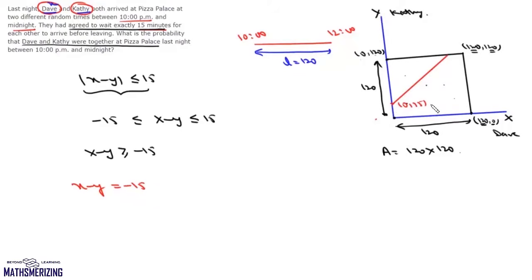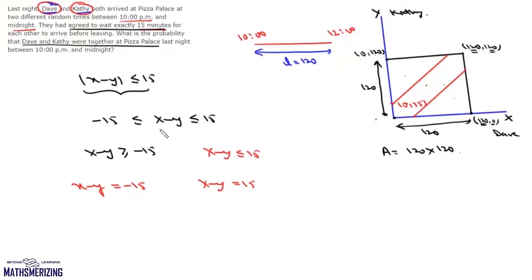For this case, it'll be x minus y less than 15. So we'll draw this line x minus y equals 15. And in this case, when y is 0, x is 15, and when x is 0, y is minus 15. So it'll be this line.